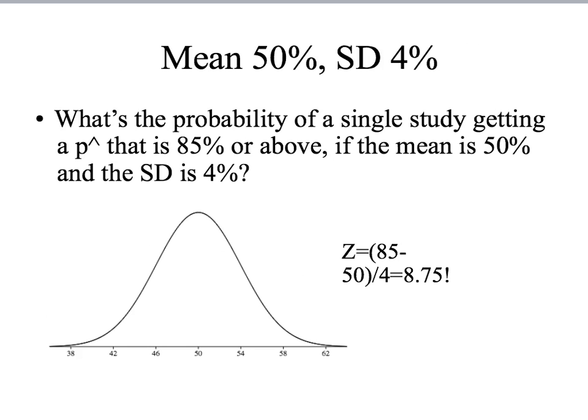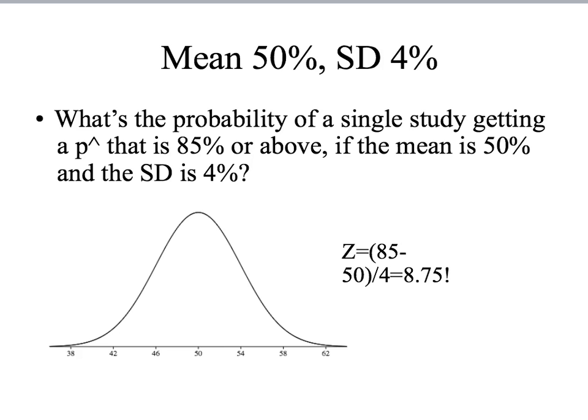So here we have it. Mean is 50%, standard deviation of 4%. What's the probability of a single study getting a p-hat of 85% or above? And here I would like to go to my normal curve and draw a line at 85% and shade in the area above that, except 85% is way off this curve. The normal curve goes out to like 62. Our z-score, if we take 85 minus 50 and divide that by 4, we get 8.75. So our z-score is absolutely enormous.